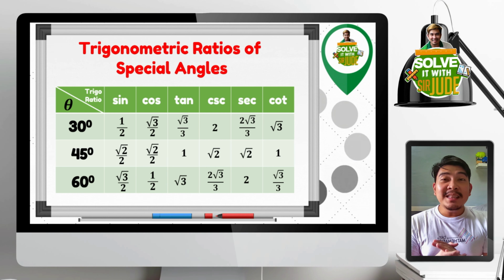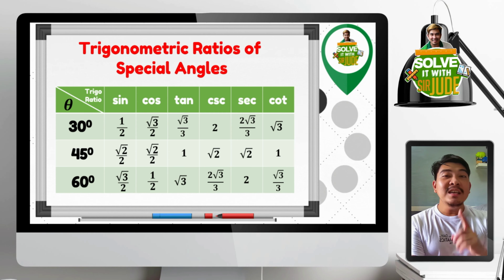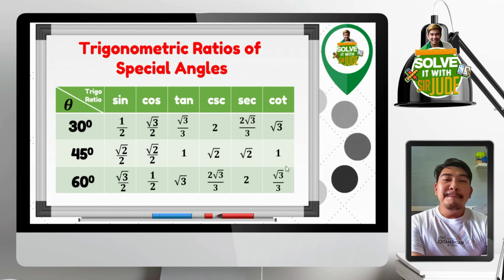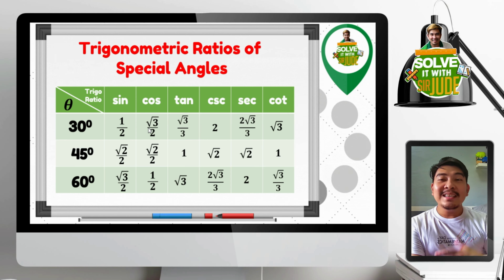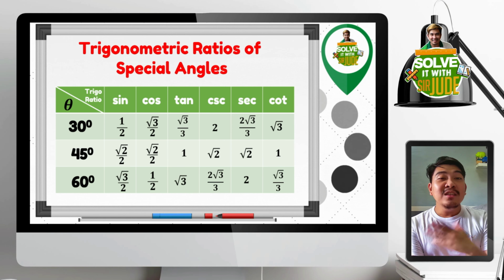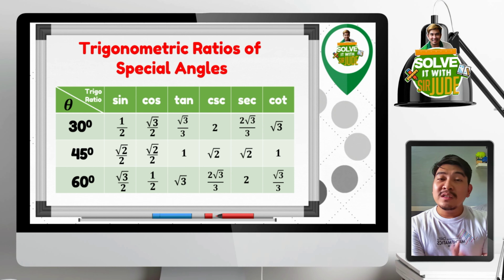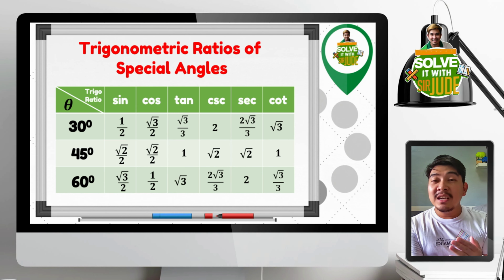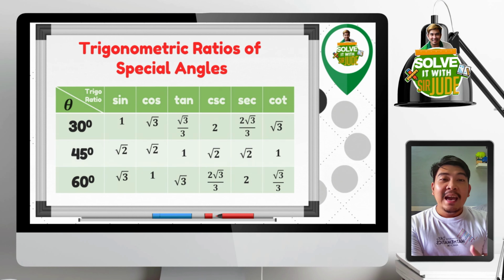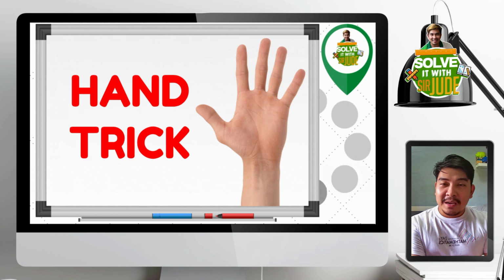So we have already completed the table of trigonometric ratios of special angles, 30 degrees, 45 degrees, and 60 degrees. If you can see, medyo mahirap i-memorize ang mga values na yan. So there is a trick or a technique that we can use in order for us to get the exact values of sine, cosine, tangent, cosecant, secant, cotangent, having their special angles 30, 45, and 60 without memorizing. And that is using a hand trick.